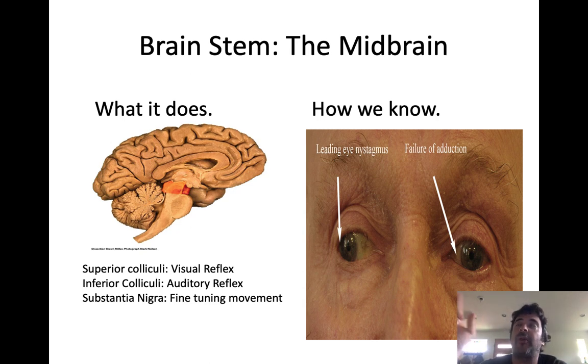So visual reflexes are things like, can you track an object with your eyes? Can you see something coming at you and turn your head really quick? You don't think about it, but a lot of the movements of your eyes are just reflexive. They're being mediated by the brainstem.